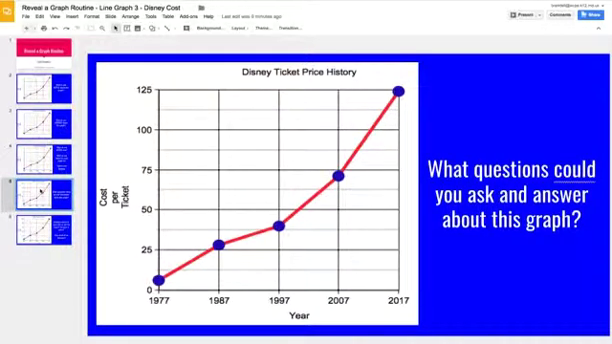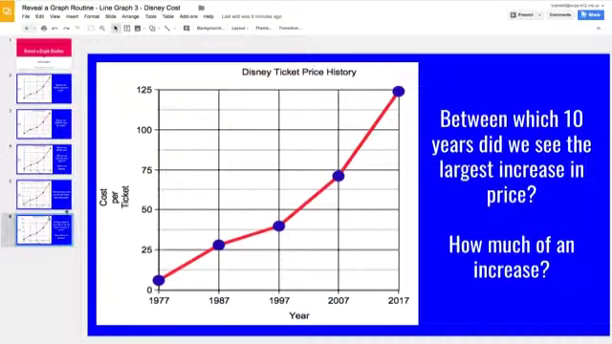The next screen always asks students what questions they could ask and answer about the graph. Really getting the kids to think about the questions that they might ask, but making sure that they're actually questions that you could answer given the graph.